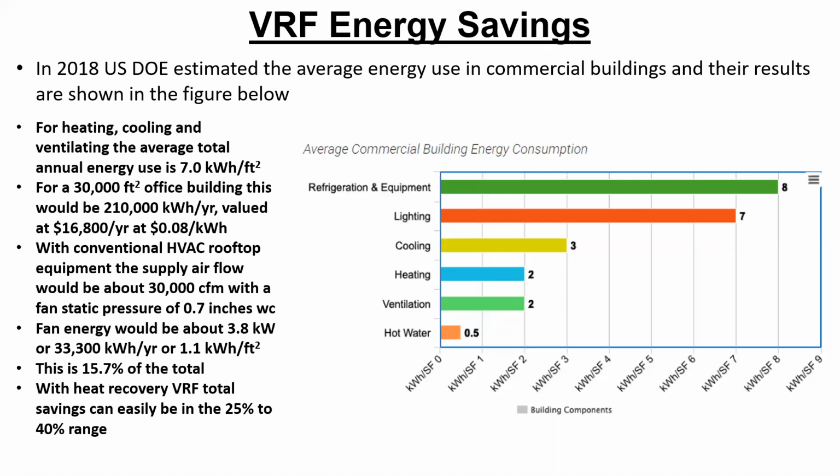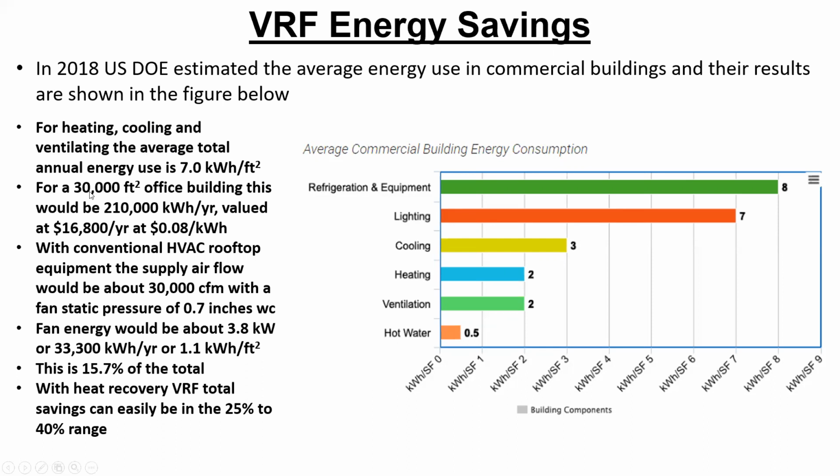US DOE estimated the average energy use in a commercial building. Look at this graph: refrigeration and equipment, lighting, cooling and heating, and ventilation. If we combine cooling, heating, and ventilation, which is what we're talking about today mostly, we're talking about 3 plus 2 plus 2, 7 kWh per square foot. I would assume this is for annual energy use. That's the amount of heating, cooling, and ventilation that is required.